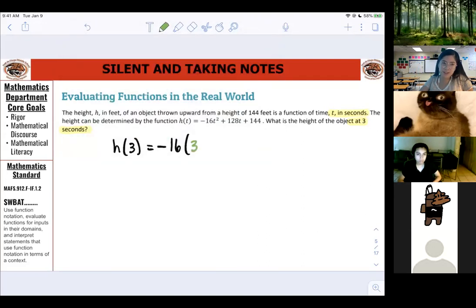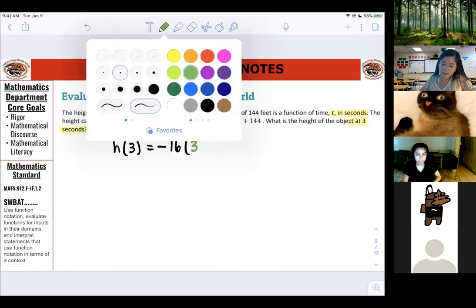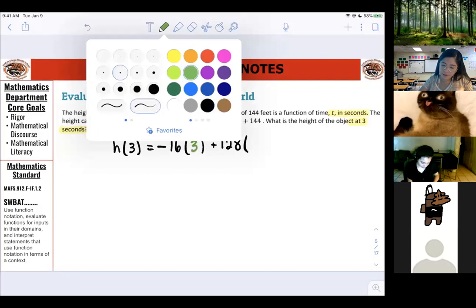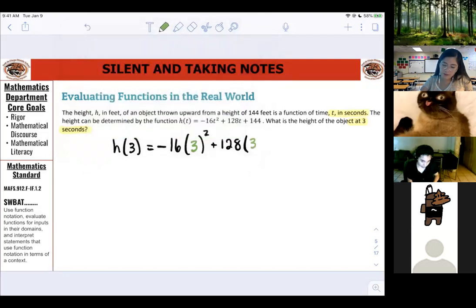Yes, please write this one down. Thank you for asking, Lauren. This part is really important to write down because when you're doing math, it's important to keep things organized and write everything down and not try to just do it in your head. Okay, so I'm just taking this whole function and plugging in 3. Every time I see a t, I plug in a 3.